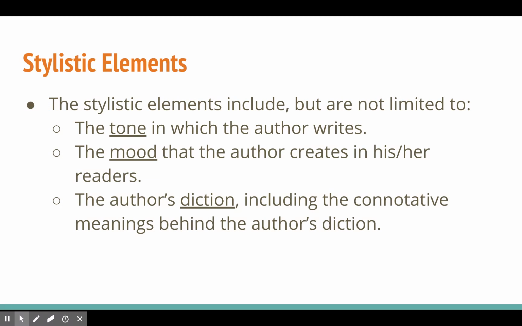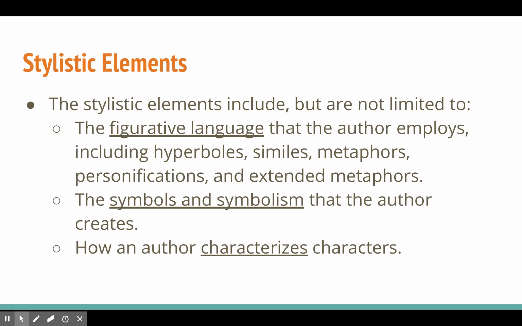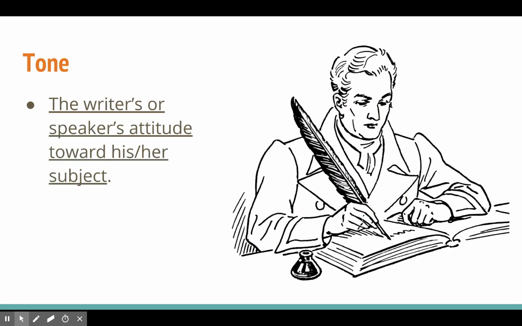The stylistic elements include, but are not limited to, the tone in which the author writes, the mood that the author creates in his or her readers, the author's diction, including the connotative meanings behind the author's diction, remembering that diction means word choice. In addition, figurative language could be a stylistic element, so that includes things like hyperbole, similes, metaphors, and personifications. Symbols and symbolism could also be stylistic elements. In addition, how somebody characterizes their characters is considered part of the stylistic elements.